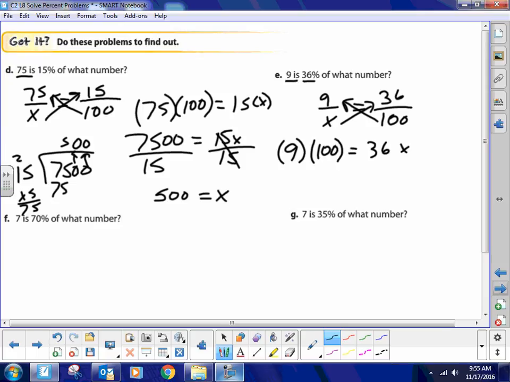Again, I'm not going to use parentheses to divide things up because, again, I explained to you that x is a variable. A variable is an unknown number. Okay, so then we multiply 9 times 100 is 900, is equal to 36x. We divide by 36 on each side. Again, to try to move the 36 over. We're trying to get the variable by itself.